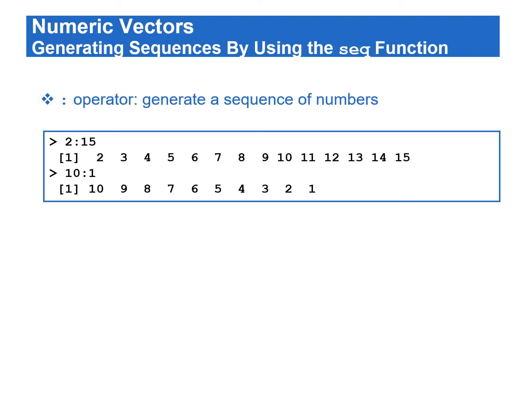In addition to using the c function to create a vector, we can use the colon operator to generate a sequence of numbers. The first example generates a sequence of numbers from 2 to 15. The second example generates a sequence of numbers from 10 to 1. The increment between each number when using the colon operator is either 1 or -1.